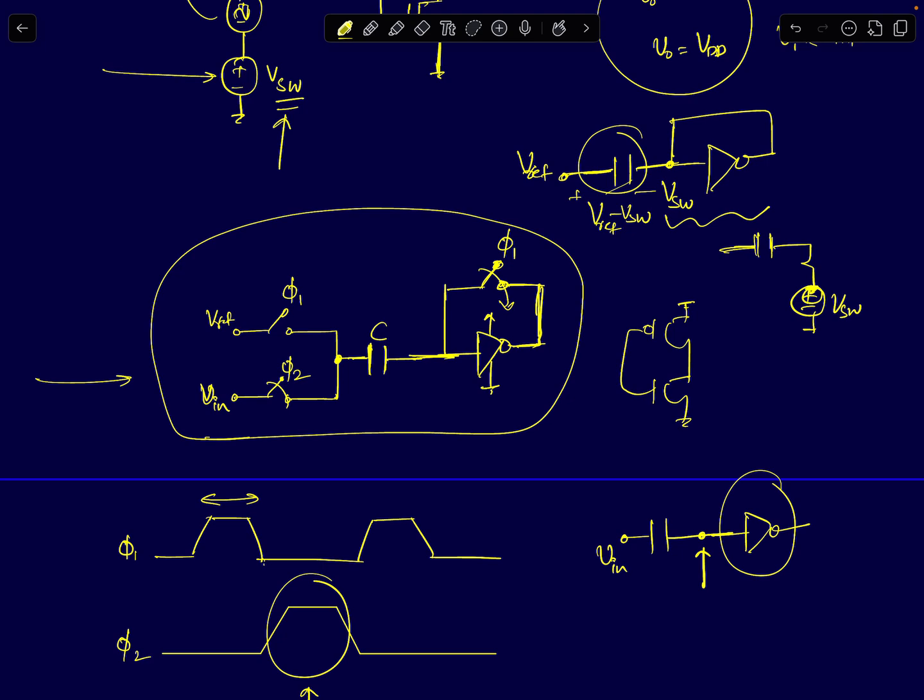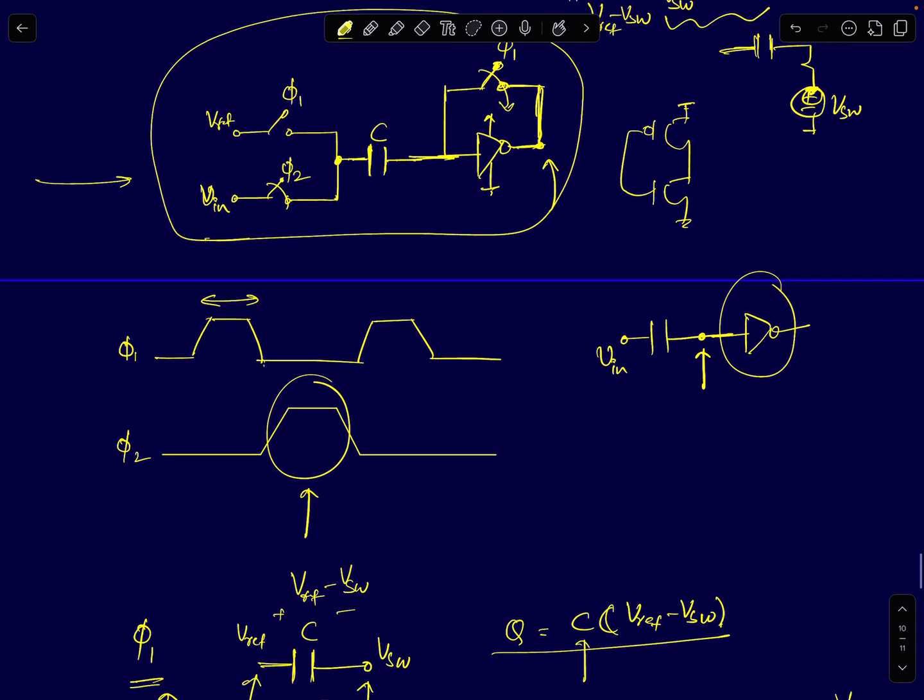If you monitor the output of this inverter, whenever phi 1 is high, it's going to be VSW. But when phi 1 is 0, it will contain the comparison voltage information. It would have either gone to VDD or 0, depending on whether your Vin is greater than Vref or not. So this comparator's output is meaningful only for half the cycle, and the other half cycle it will be trying to charge this capacitor, which will generate the bias voltage for amplification.